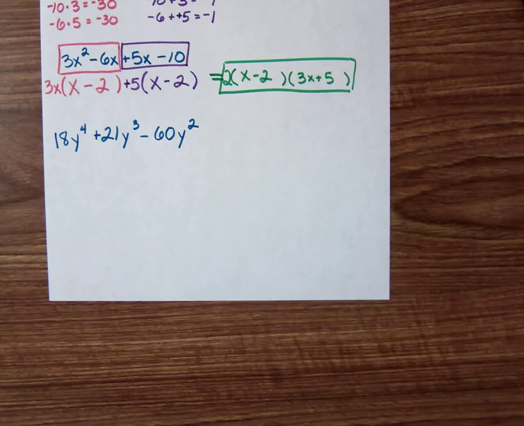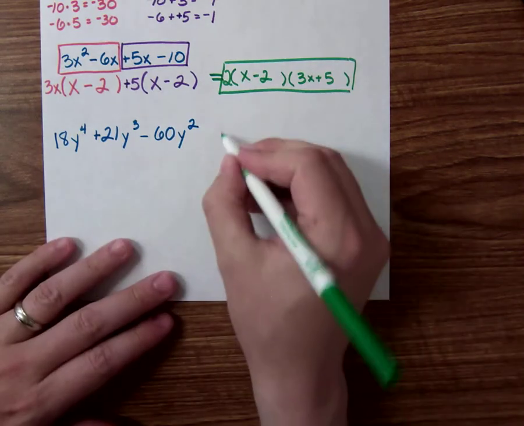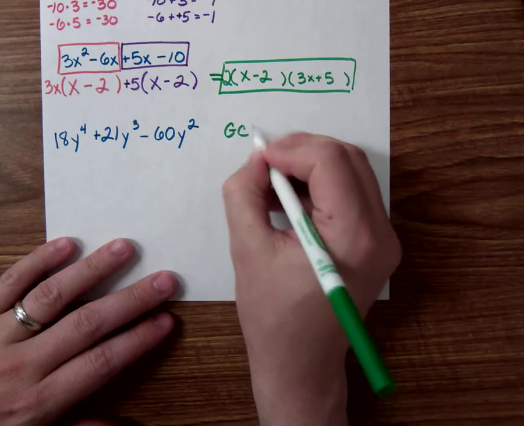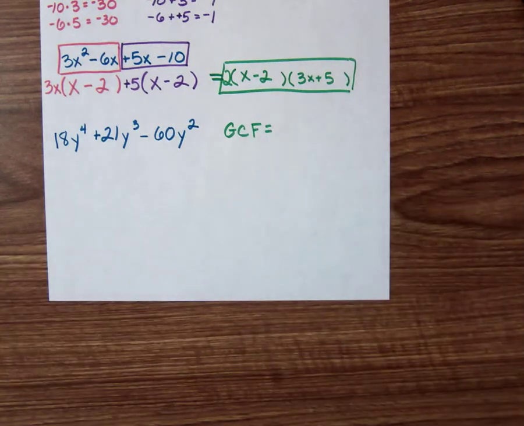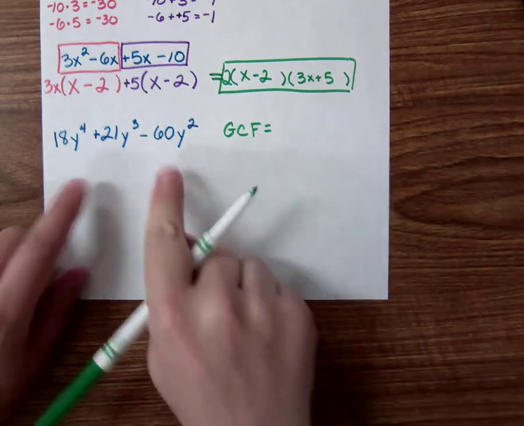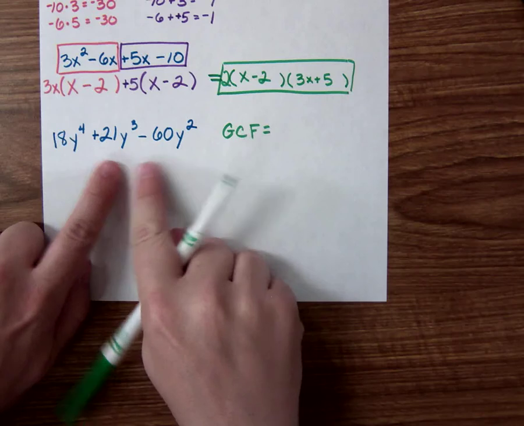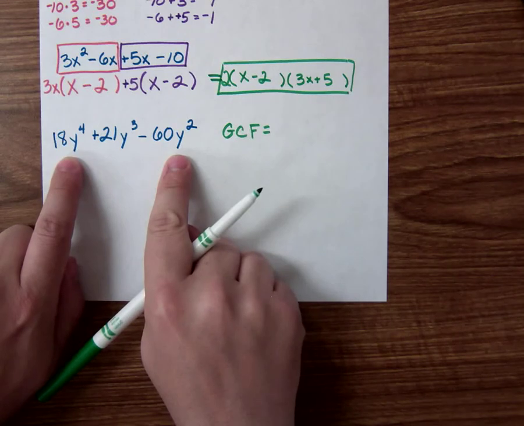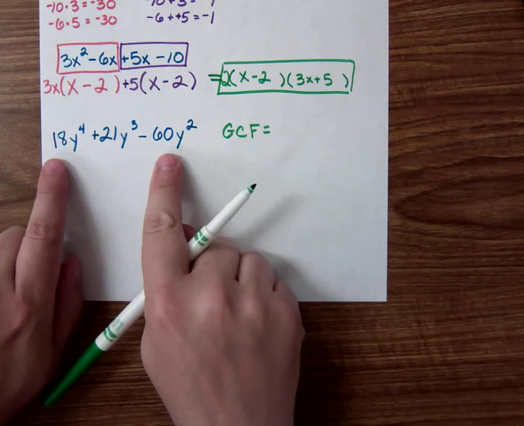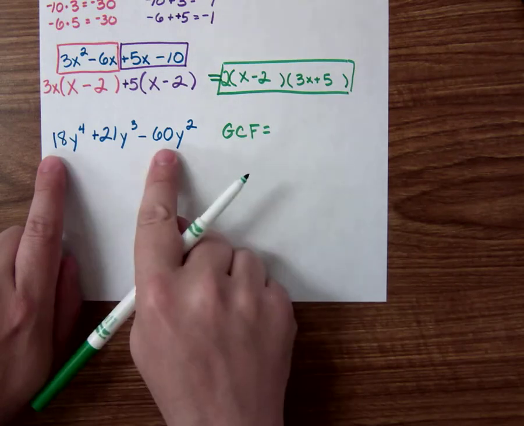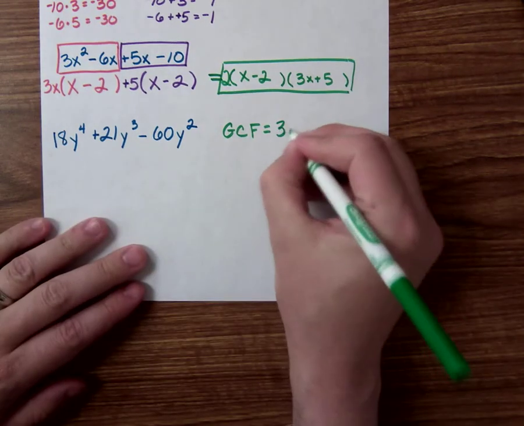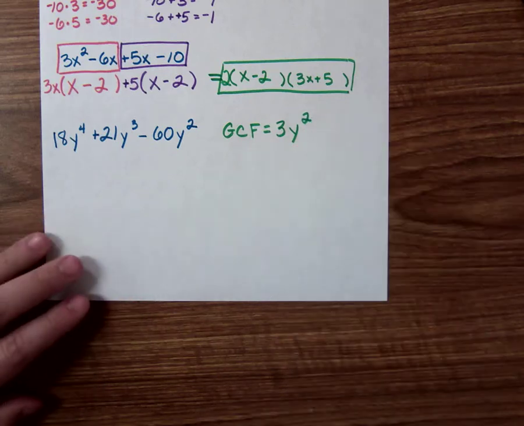All right, what do we do first? Find the GCF if there is one. Is there one? Yes, there is. We're suspicious immediately that there's a GCF because everything has a Y in it. So we know there's at least GCF of Y, but we can be a little greedier than that. They all don't have just a Y. They'll have at least Y squared. And then someone said 3. 3 goes with the numbers. 18, 21, and 60 can all be divided by 3. So 3Y squared is our GCF.